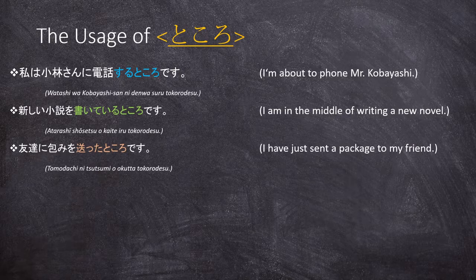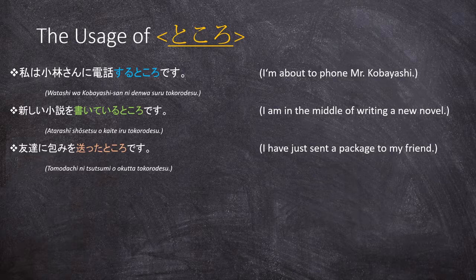And finally, our third example shows us how we can get the meaning of I have just done something, and we can get that by attaching Tokoro to the past form of the verb. And our third example once again illustrates this perfectly. Tomodachi ni tsumi o okutta tokoro desu. I have just sent a package to my friend. As you can see from these three examples, they show all the basic and the most important concepts that you need to know about Tokoro in order to use it correctly.